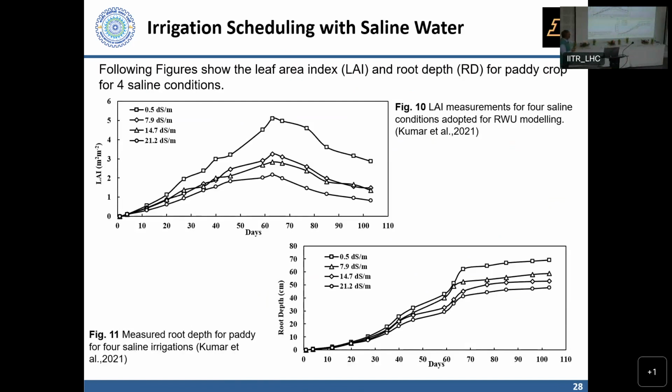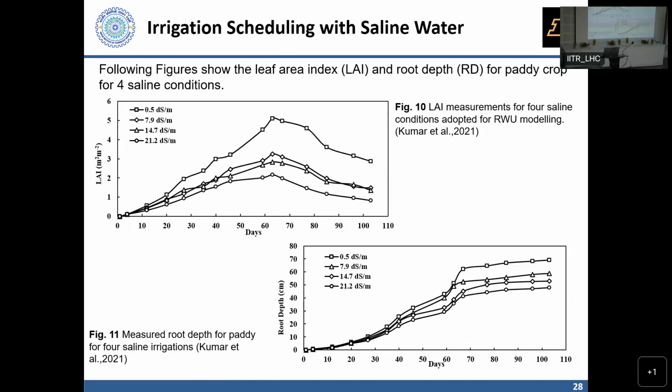And also it has been observed that due to the salinity in the soil water, even the plant physiological parameters change. That means the root depth will not be the same as it would be when there are no salts in the water.